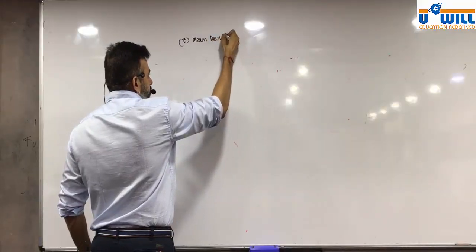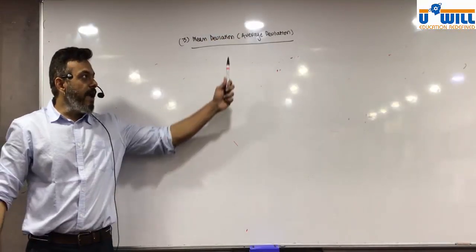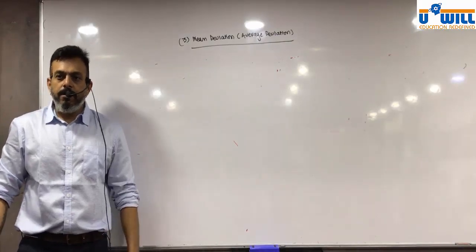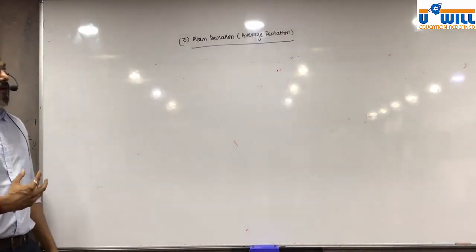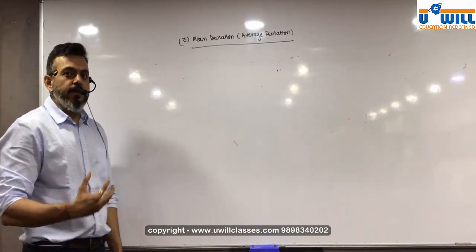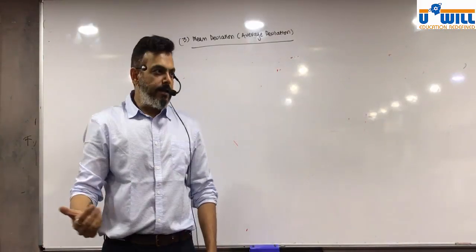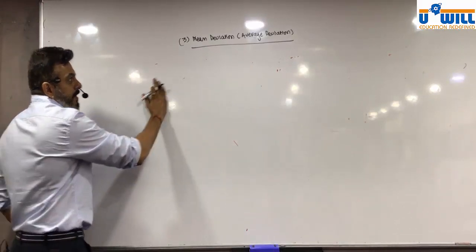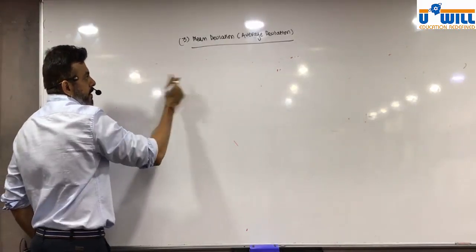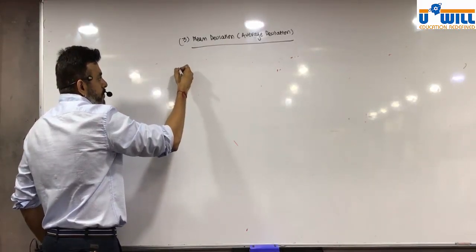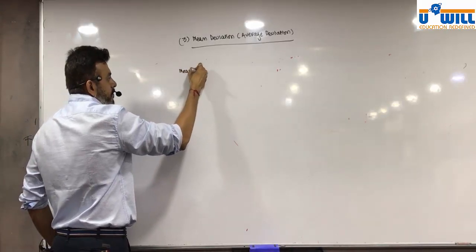Mean deviation. It is also known as average deviation. Now, as we studied, dispersion is scatteredness of observations from the measures of central tendency. So, ab yahan pe mean deviation yani kya? See, mean deviation.